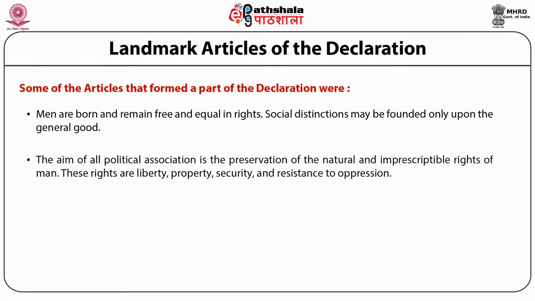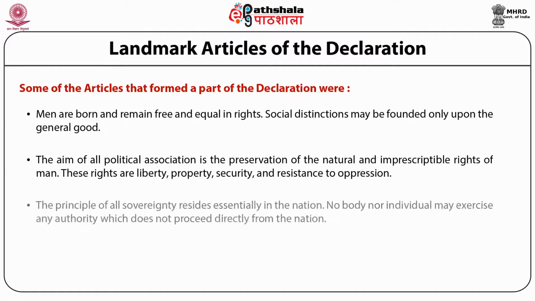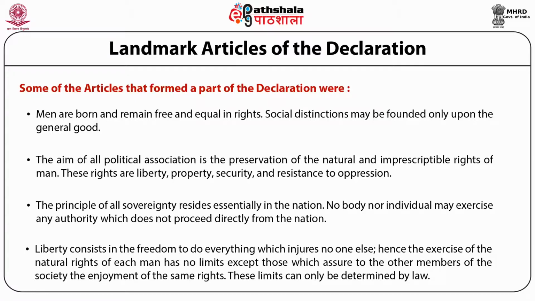The aim of all political association is the preservation of the natural and imprescriptible rights of man. These rights are liberty, property, security, and resistance to oppression, declares the Declaration of the Rights of Man and Citizen. The Declaration also states the principle of all sovereignty resides essentially in the nation. No body or no individual may exercise any authority which does not proceed directly from the nation.